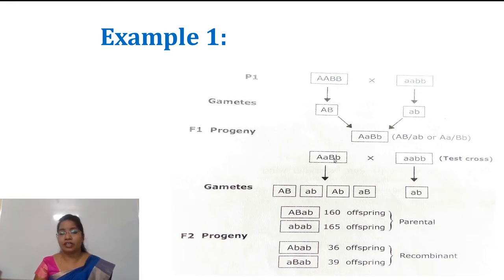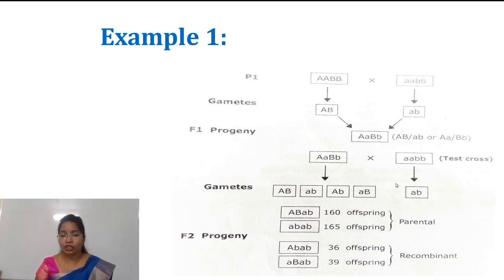Again, this F1 generation is test crossed with the recessive parent, that is small a, small b. That is the test cross. So this F1 hybrid produces 4 types of gametes. We know very well how the gametes are formed in the hybrid test cross. So the 4 types of gametes are capital A, capital B; small a, small b; capital A, small b; and small a, capital B. So these are the general 4 types of gametes, and here the gametes are small a, small b.